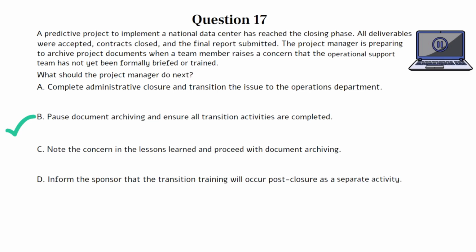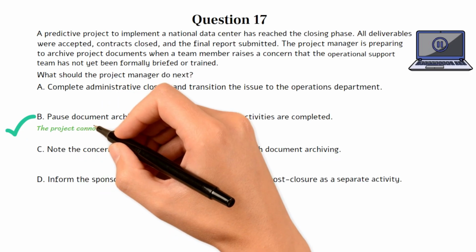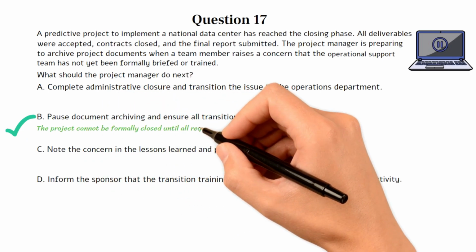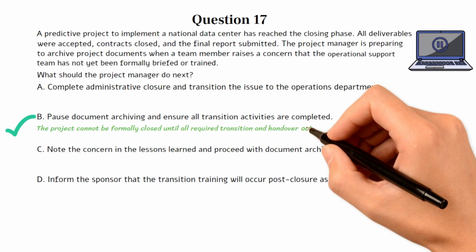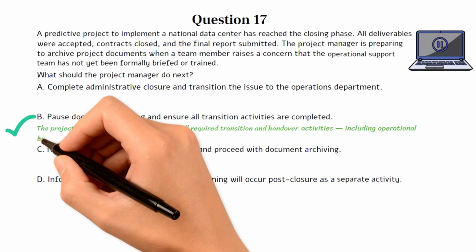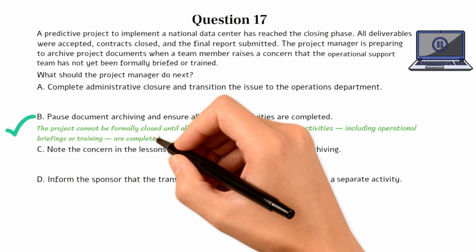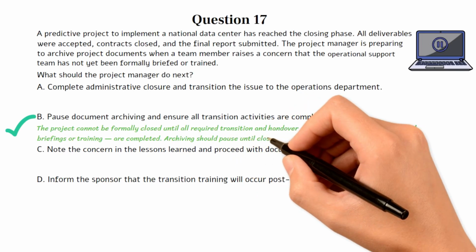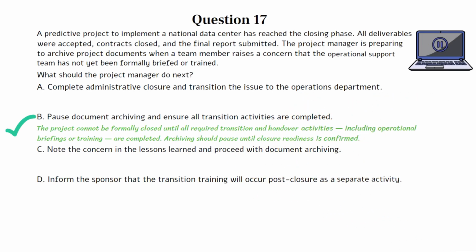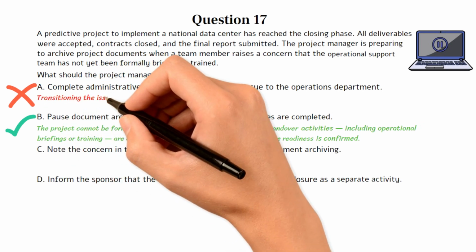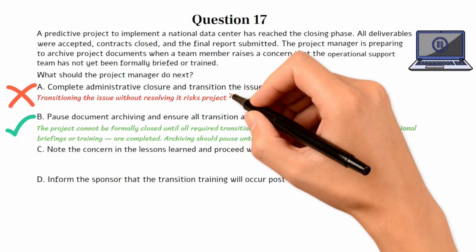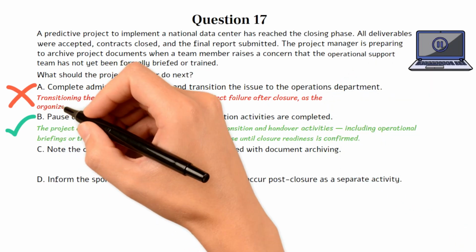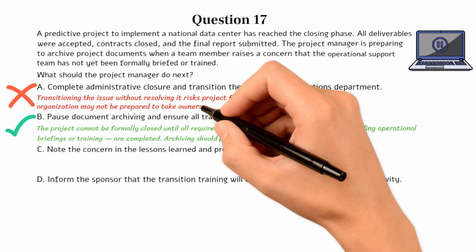Choice B is the best option because the project cannot be formally closed until all required transition and handover activities, including operational briefings or training, are completed. Archiving should pause until closure readiness is confirmed. Choice A is incorrect. Transitioning the issue without resolving it risks project failure after closure, as the organization may not be prepared to take ownership.